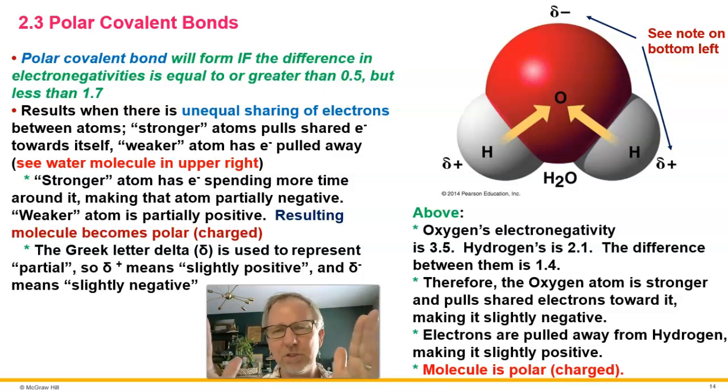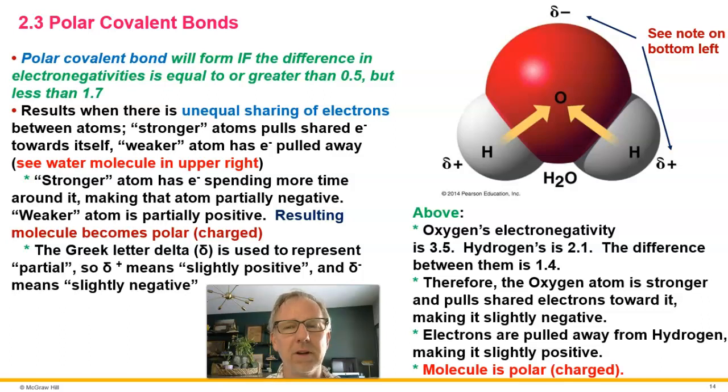If two atoms differ in that range of numbers, then the stronger atom will have the electrons around it a little bit more of the time, making it a little bit more negative. And the atom that's the weaker one will have the electrons pulled away from it, not 100%, kind of tugging and pulling, and that atom will become a little bit positive. That's polarity. That's like a battery. One part being a little bit negative and one part being a little bit positive.